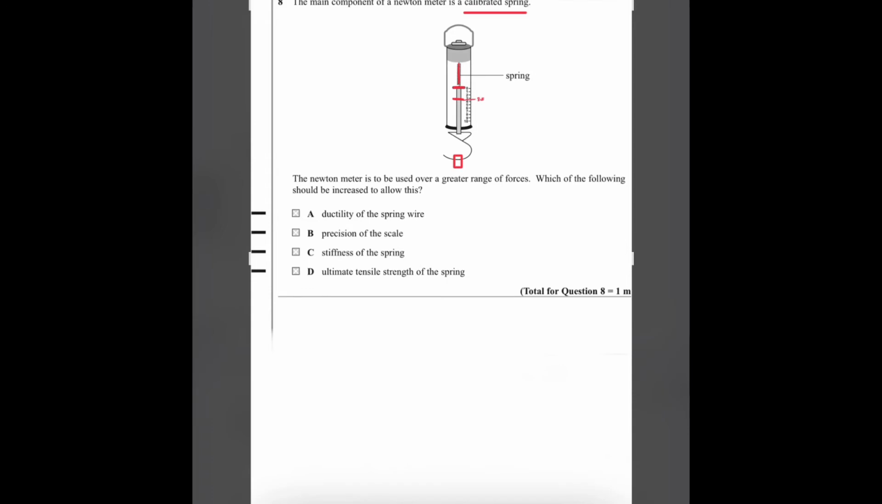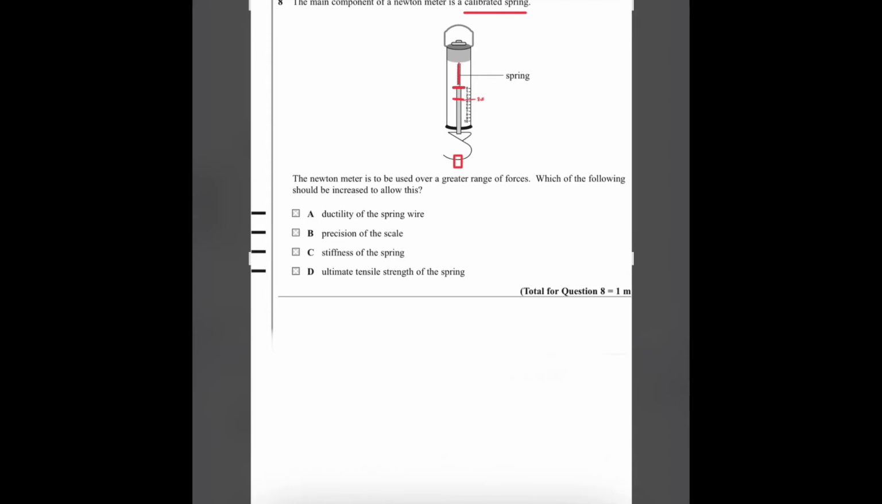A, ductility of the spring wire. This is not correct, since ductile is basically plastic deformation. If it has a ductile deformation, the spring would not return to its original length, and the limit of proportionality would be crossed. The force would not be proportional to extension, and thus the value shown on the scale would not be the correct answer. A is not correct.